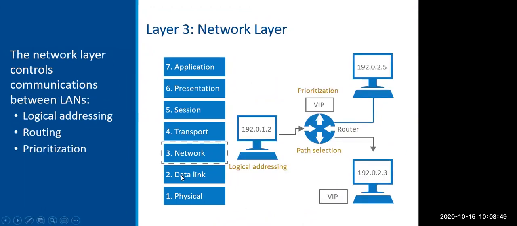The network layer handles the logical addresses. An example would be an IP address. It also handles the routing, which is basically used to get data from one network to another. It also handles prioritization, quality of service, that kind of stuff. So those are the functions associated with the network layer.